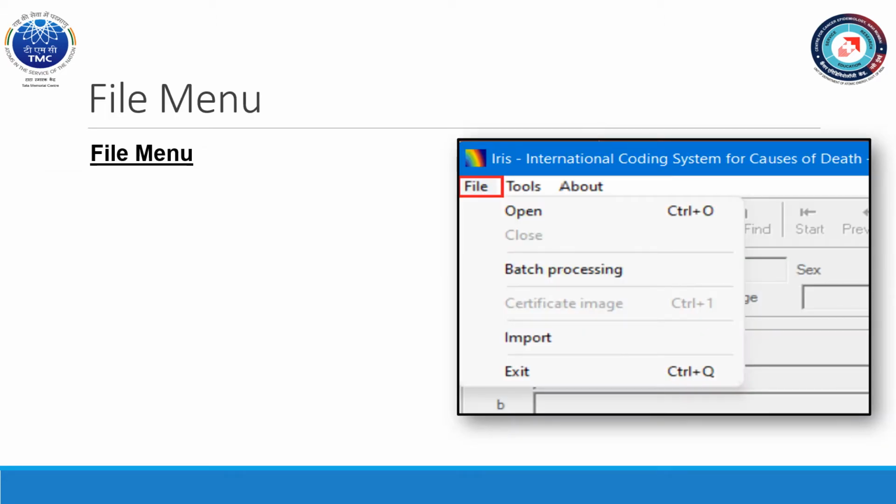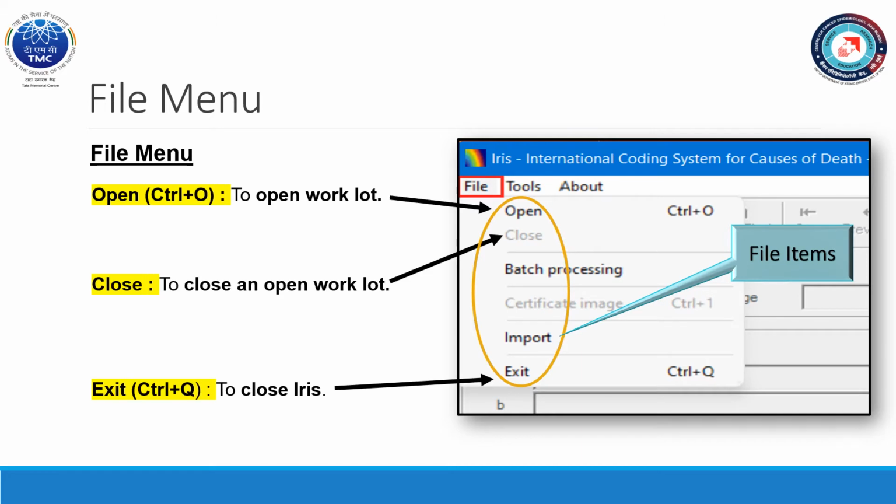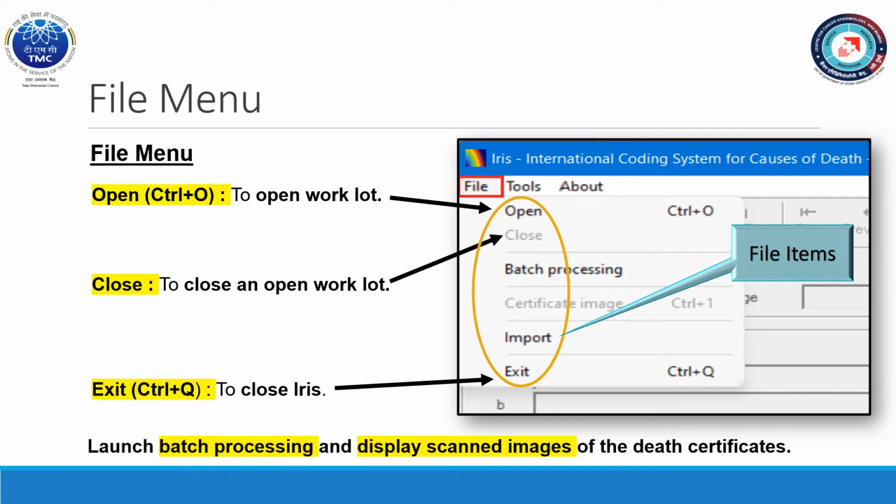Iris provides several menus and tools. Now start with File menu. When the File menu is open, it displays the items as shown on screen. Through the File menu, you can open and close lots and exit Iris. You can also launch batch processing and display scanned images of the death certificates. The next slides explain each File item in detail.